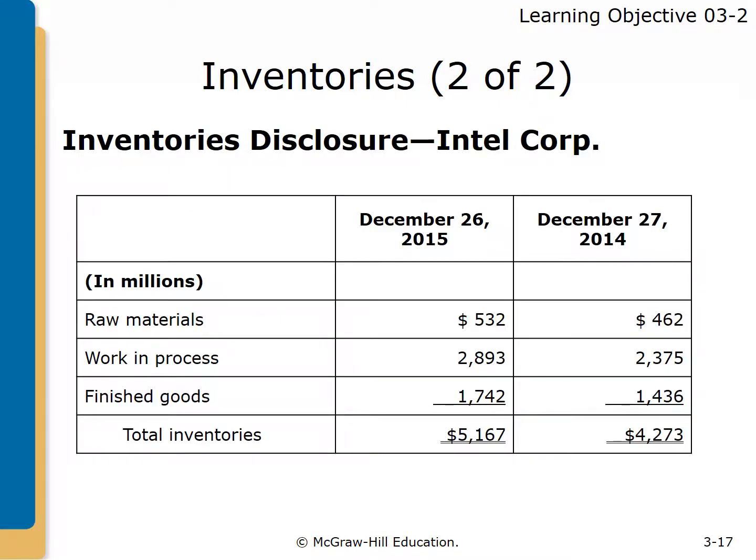So here is Intel, because they make stuff. Raw materials, so they had $532 million in raw materials. Those are the things sitting in the supply room waiting to go into making a product. On December 26, 2015, the goods that were started and in process, how much costs were put into them between materials and labor?